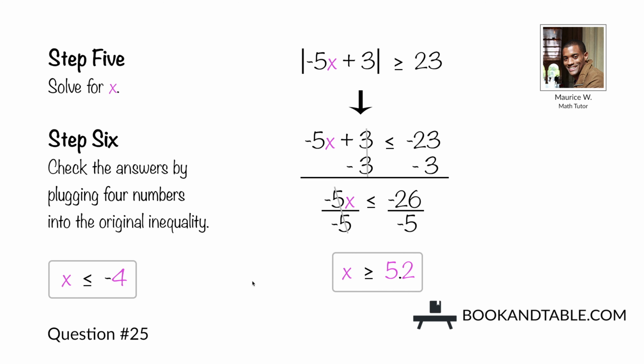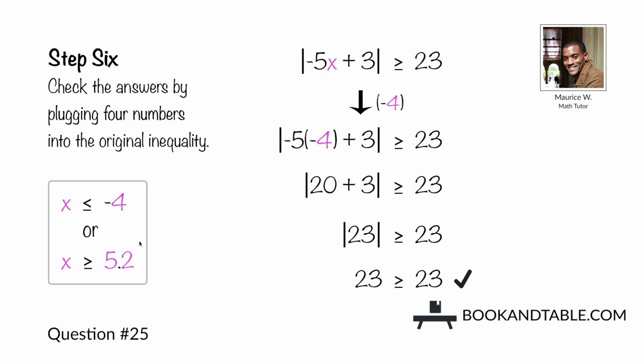When we do so, we'll start off with our negative values and work up to our positive values. So x is less than or equal to negative 4. So we'll first plug in negative 4, which should work, and then we'll plug in negative 3, which should not work. When we plug in negative 4 for x, we get negative 5 times negative 4, which is positive 20.